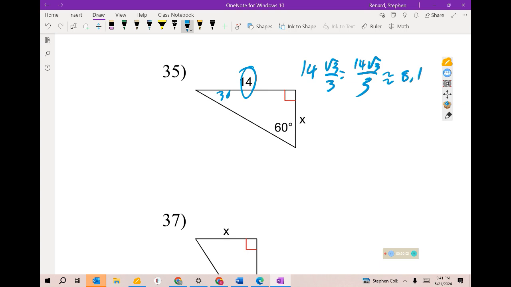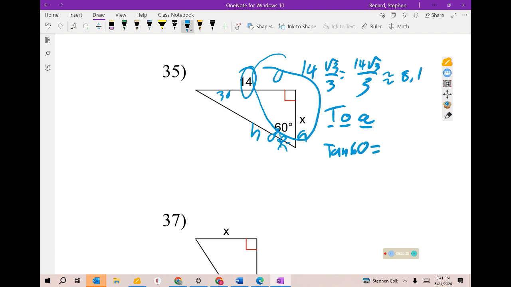So now what I'm going to do is I'm going to put Andy right here. Hypotenuse, adjacent, opposite. So we're looking at opposite and adjacent. That's tangent. Remember, it's TOA. Tangent is opposite over adjacent. So we have the tangent of 60 equals opposite, 14, over adjacent x.